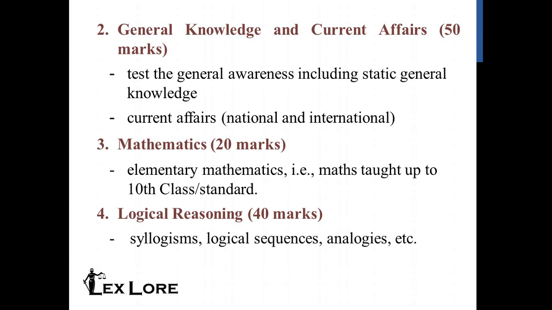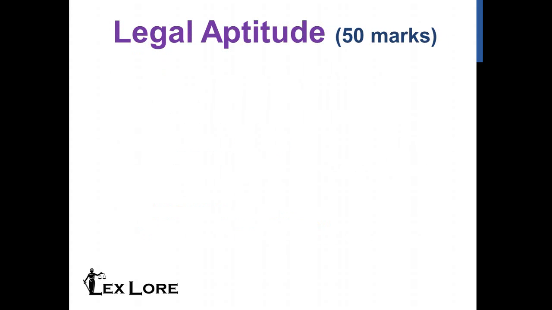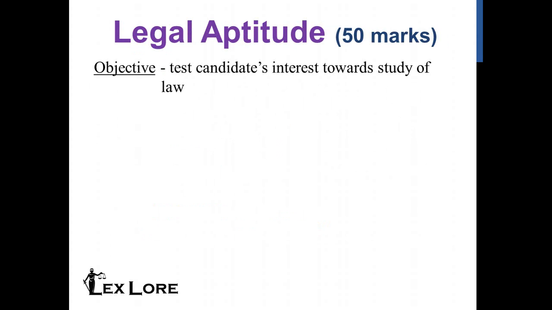So this is all about the 4 sections, and the fifth one, which is the most important according to me, which I'll be telling you also as to why it is more important, is legal aptitude. This consists of 50 marks. The objective is to test the candidate's interest over the study of law.